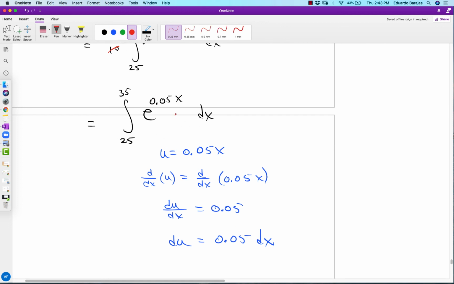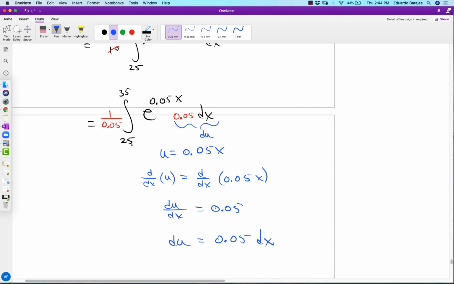Okay, so looking at this, it almost looks like I'm ready to substitute, but I do need to introduce that extra 0.05, which means this has to be 1 over 0.05. Good. These two balance each other out. This fraction times that decimal become 1. They cancel out, so I haven't changed anything. But this lets me substitute my u value right here. This becomes my du.